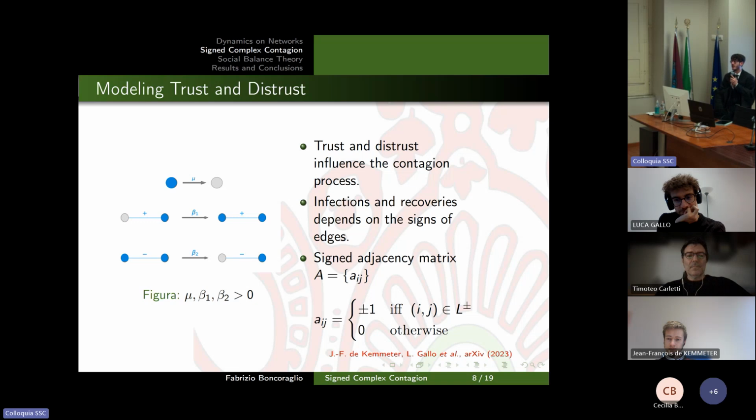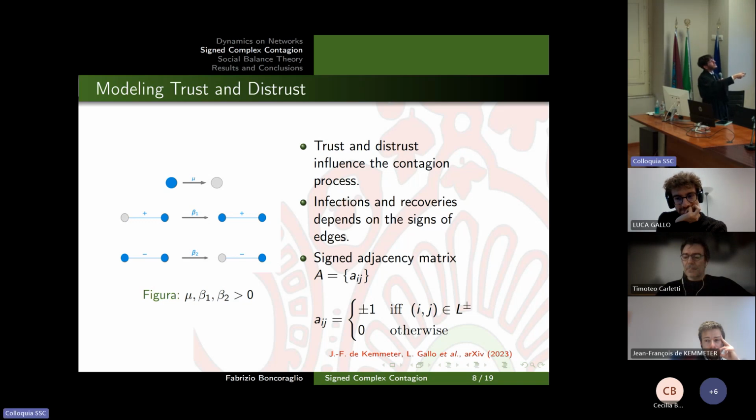So depending on whether the two nodes trust or distrust each other, we still have the recovery rate, which is the top figure, which tells us that the blue node is an infected node, and at each time step it can recover with a rate mu. We also have a white node, which is a susceptible node.